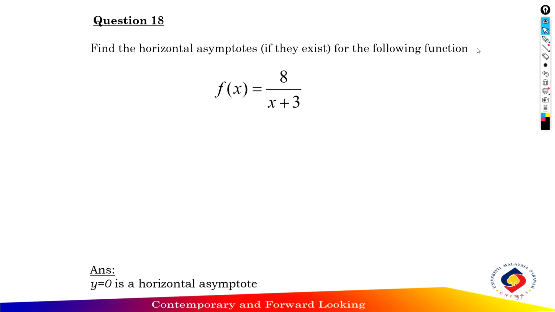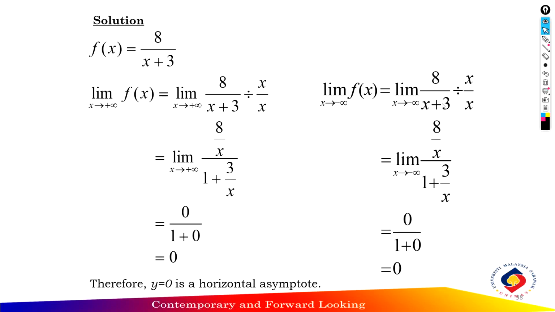Question 18. Find the horizontal asymptote of the following function, f(x) equals x + 3. Okay, first method to find the horizontal asymptote.